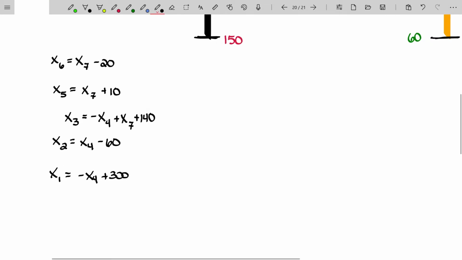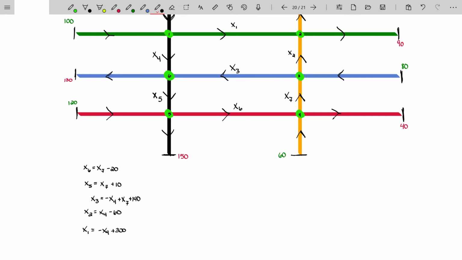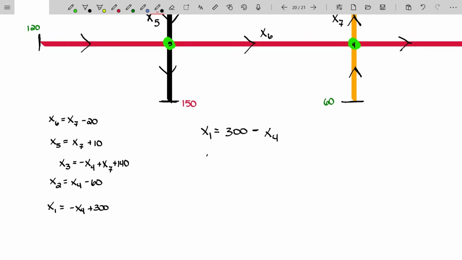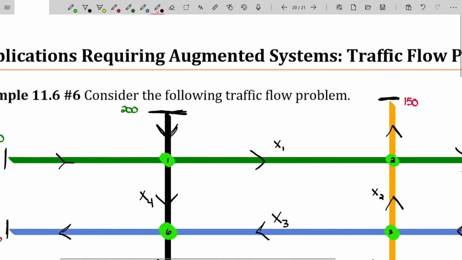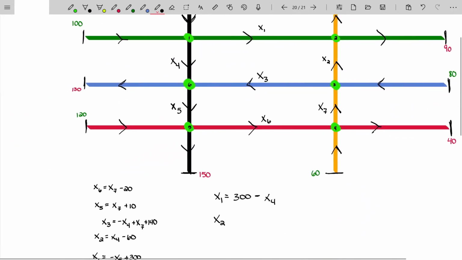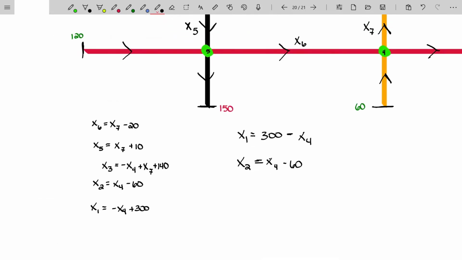You see the traffic flow through Green Street right here? Well, that's going to be 300 minus x sub 4. And he says, well, what's x sub 4? And you say, I'm about to get to that. Okay, well, x sub 2, which is the traffic flow on Orange Street where your boss lives, and he swears it's super busy, that traffic flow is actually equal to x sub 4 minus 60. And he says, what is this x sub 4 you keep talking about? And you say, I'm about to get to that.